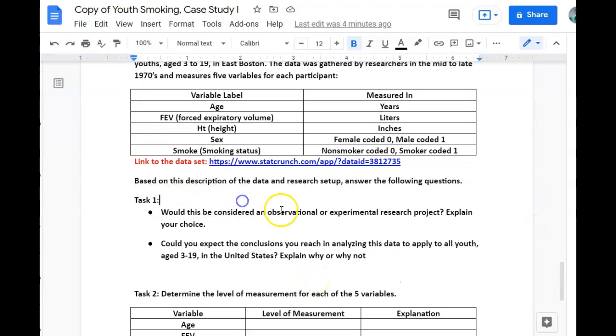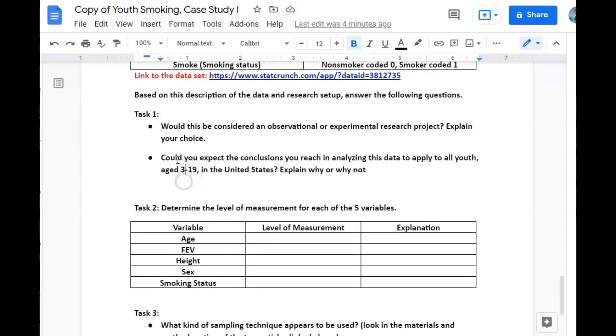Then the next tasks, there's a few tasks here. It's asking you to look at the study, and the first question is do you think it's observational or experimental research? Explain why. So just looking at the information about the data and the study, decide what kind of research project this was, and give me a good reason why you think so. Could you expect the conclusion you reach in analyzing this data to apply to all youth aged 3 to 19 in the United States? Again, give me your best answer for that and explain why.